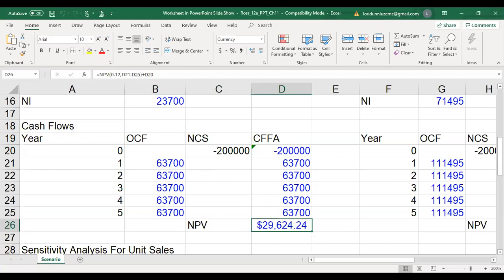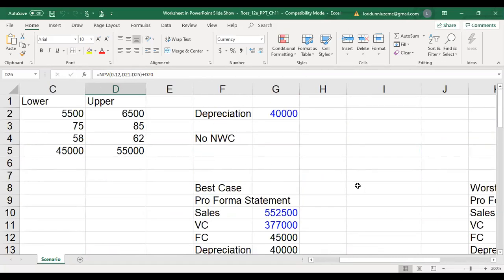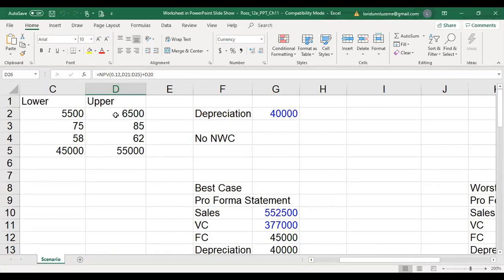Now, what about under our best case? Well, the best case would be the sales of 6,500 times 85. 6,500 times 62 would give us our variable costs. Our fixed costs are constant.